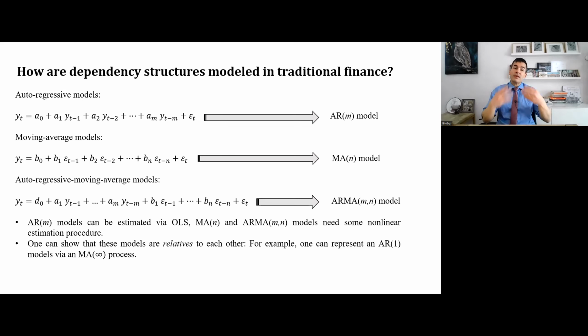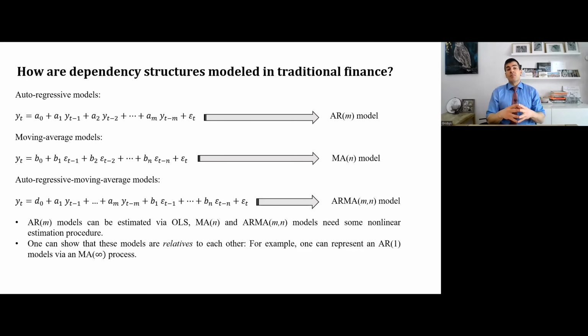But of course also different innovation processes you can think of. So this epsilon, this is the innovation process, and this is independent distributed. So the dependency structure here arises from the own lags of the dependent variable. So this is the autoregressive model, and in general form it's the AR(m) model, depending on how many lags you want to include in your model.